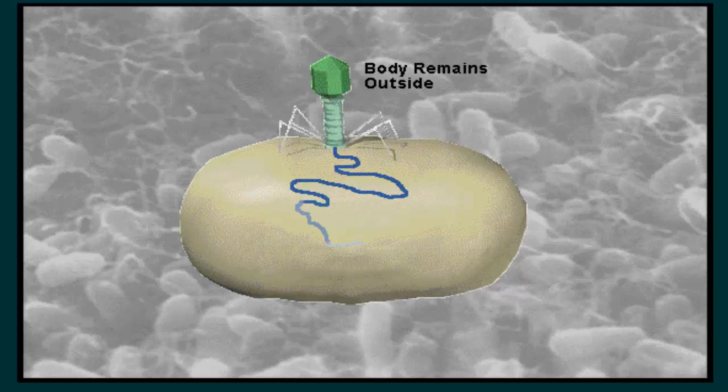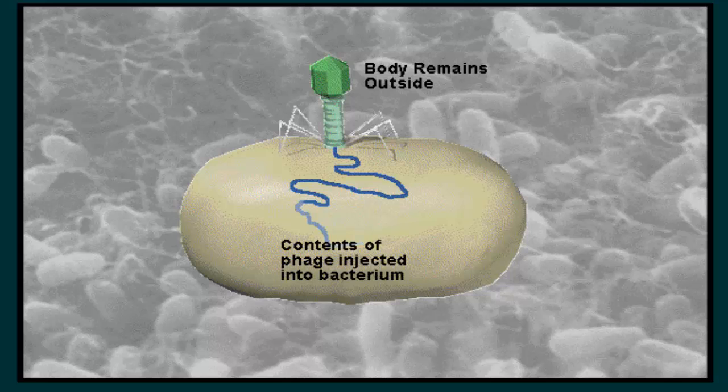Since the body remains outside of the cell after infection, the researchers assumed that the contents of the phage, which were injected into the bacterium, had to be the hereditary material. Their goal was to find out for certain whether this substance was protein or DNA.